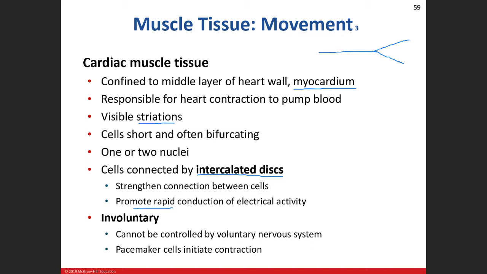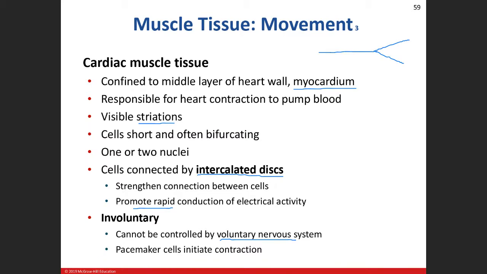And then of course it's involuntary. And so it is not controlled by the voluntary nervous system. So it is not controlled by the somatic nervous system. It's controlled by what we call the autonomic nervous system. We'll talk about that later on.